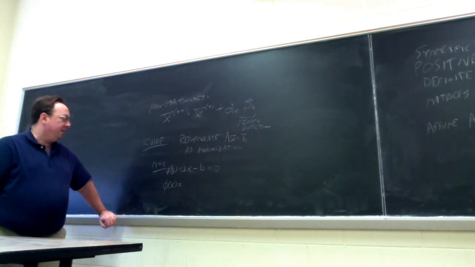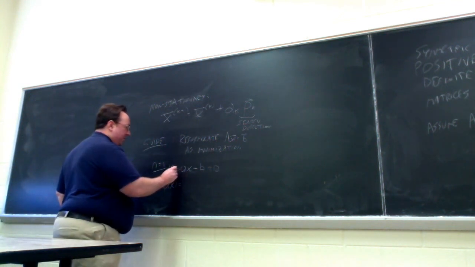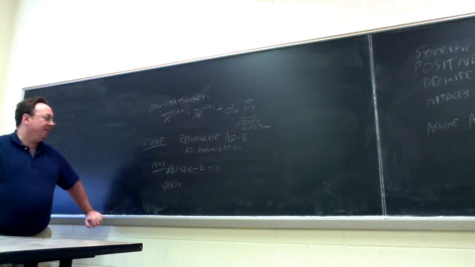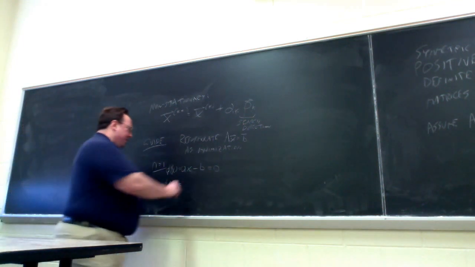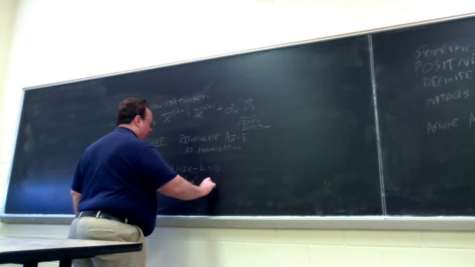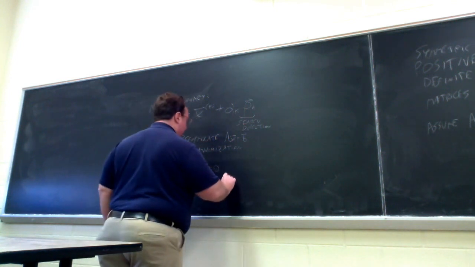Phi prime equals ax minus b. So to get phi, we would have to integrate. And we integrate to get 1/2 ax squared minus bx. And so we want that to be a minimum.